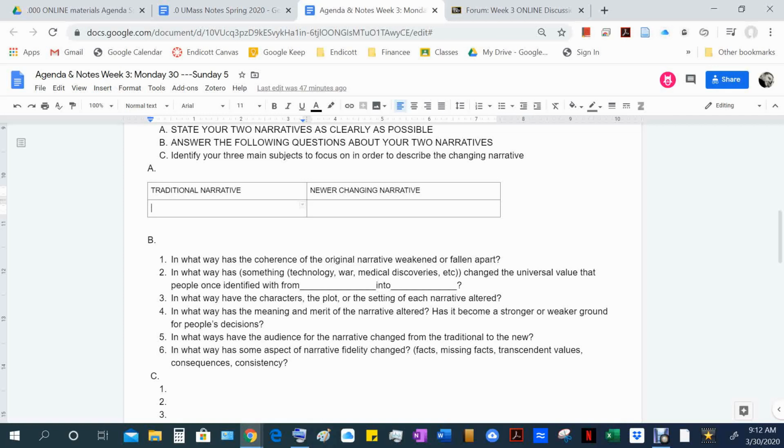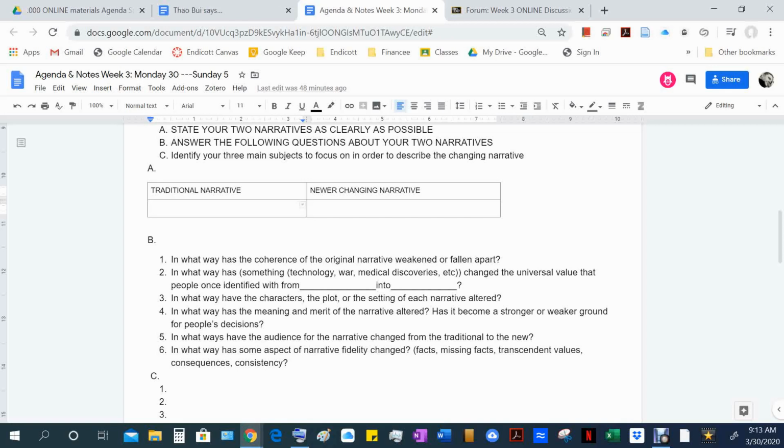Then you're trying to focus on what are the things that have caused the change. Right, you're trying to figure out what element, like technology or discoveries or knowledge or whatever. And then 3 is similar in that in what way have characters, plot, or setting of each narrative altered. So the first one is like, what has fallen apart about the traditional narrative? And then number 3 is trying to do what's different from the traditional to the newer one. So what are the elements that have changed? How have the characters in the traditional story changed? And what are the new characters, or how has the character changed? What's the plot and how has that changed? What's the setting? So those are those elements.